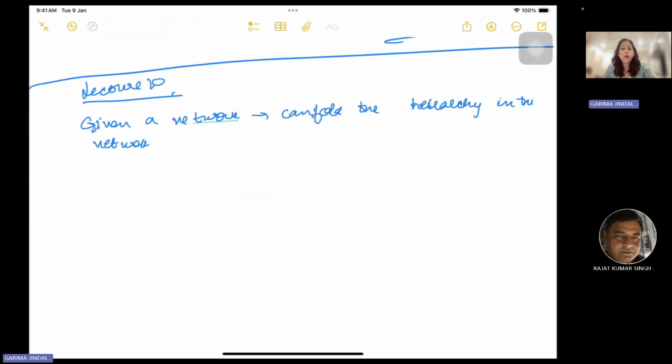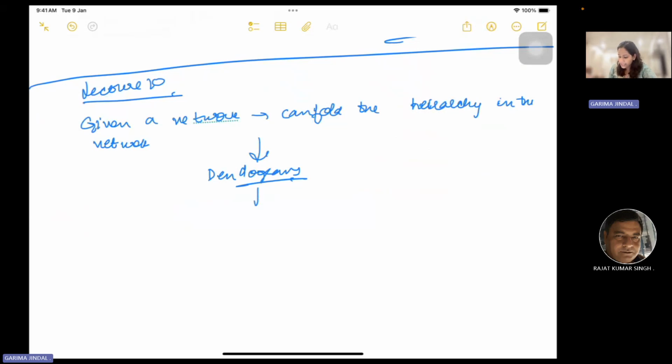We can identify or predict the hierarchy based on which this network was formed. So you will be given some network and you can identify the hierarchy in the network. Now, this hierarchy can be represented by using dendrograms, and dendrograms explain how this hierarchy is formed.